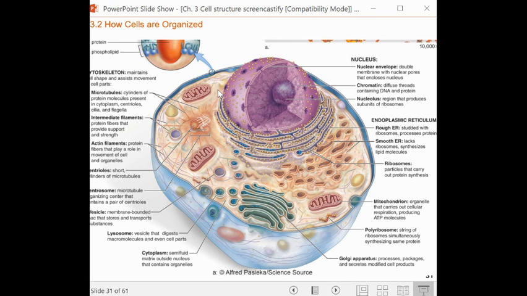And then you can also use those to glue cells together in 3 different ways, depending on the different functions of the cells. All right, that sums up this section.